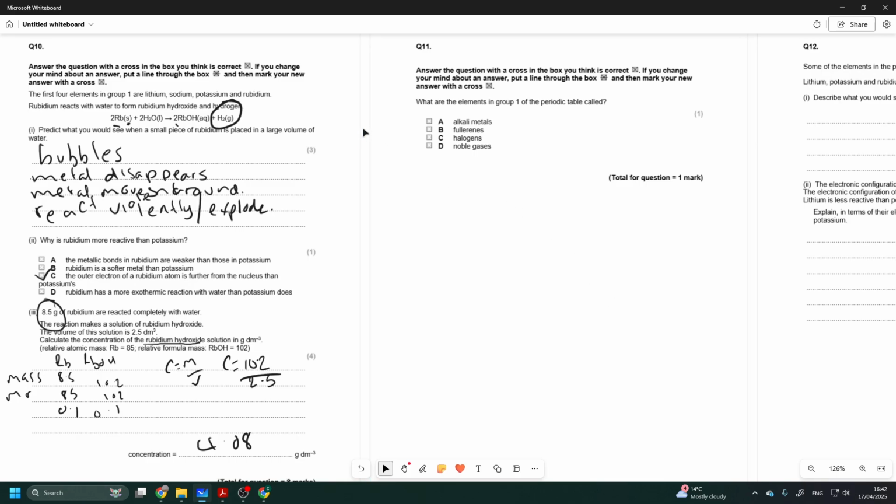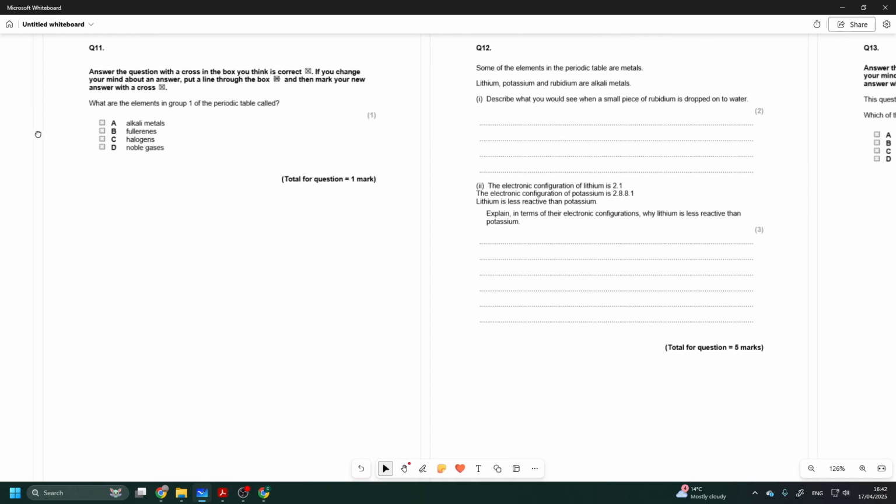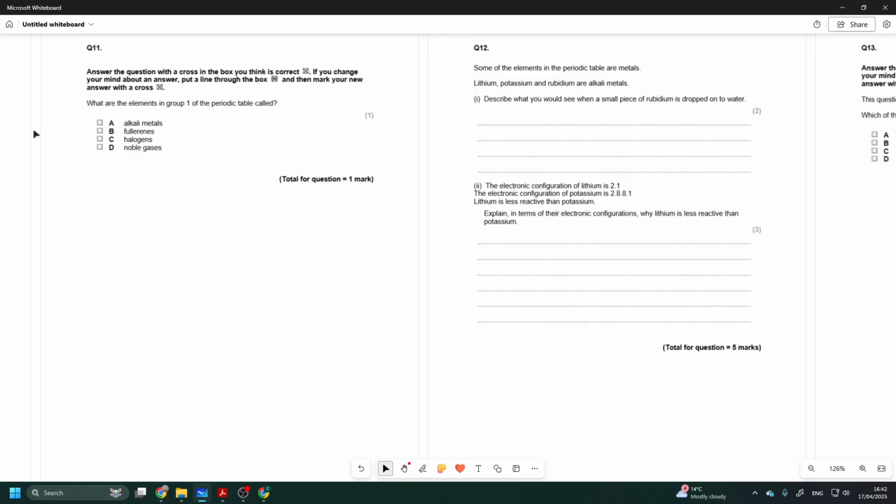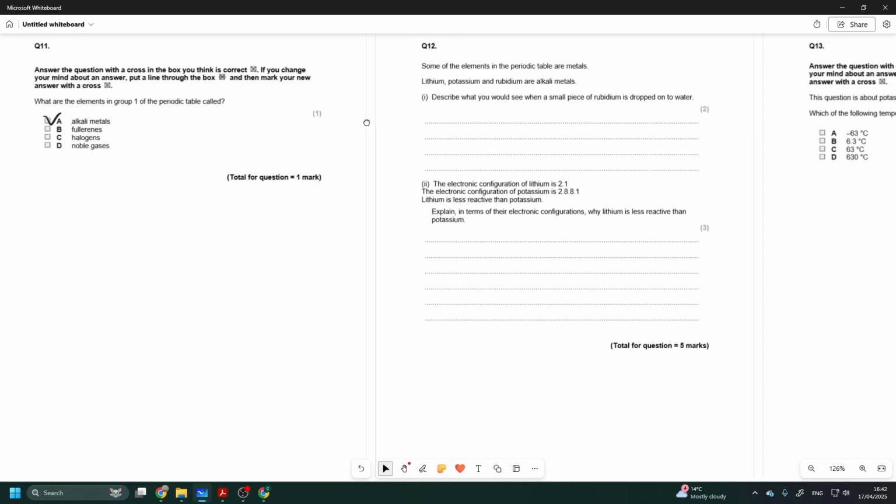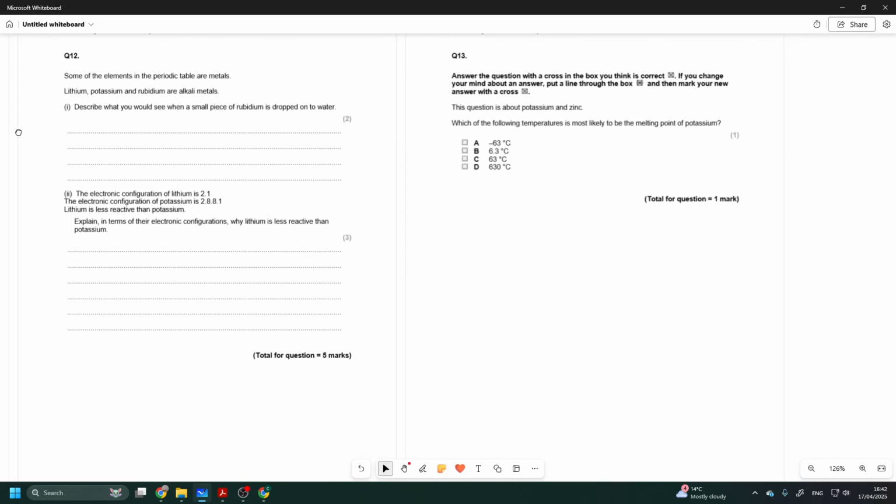Brilliant. Next, it says, answer the question with the cross in the box you think is correct. What are Group 1 elements called? They're called alkali metals. Easy peasy. Right, some elements in the periodic table are metals. Lithium, potassium, and rubidium are alkali metals.